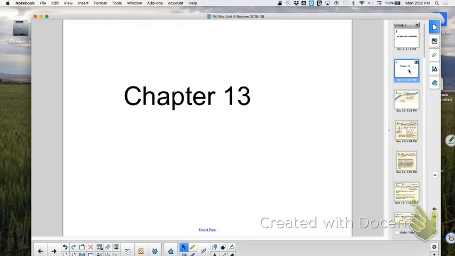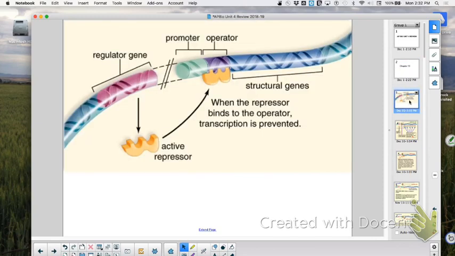Shall we start by reviewing Chapter 13? Sure. All right. So that brings us to the lovely operon. Do you remember the parts of the operon? RNA polymerase binds to the promoter. Is the promoter part of the operon? Yes. What else is part of the operon? The regulator. Not the regulator. It's farther up. Operator. Yes.